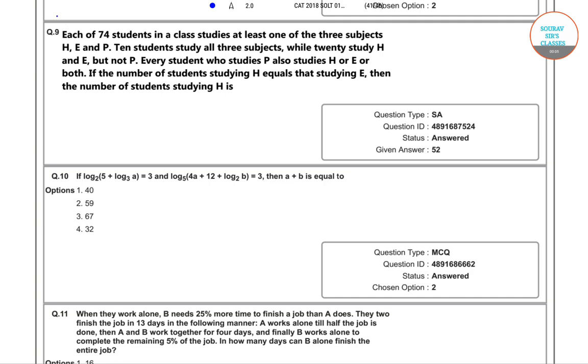Today we will be solving questions from the CAT 2018 question paper. We will be solving questions from slot 1 of the paper. The question that we'll be solving today came from the quantitative aptitude portion of the paper. So now let's get started.